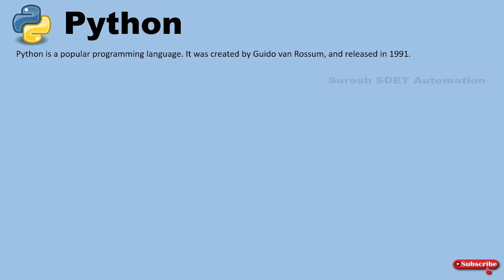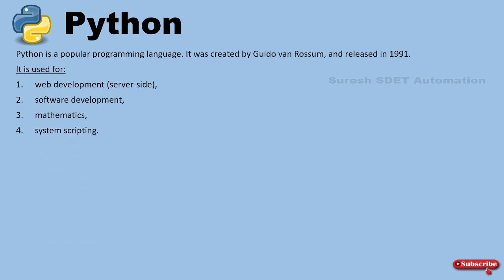programming sessions. And Python is used for web development applications on the server side, and for software development applications, and even mobile applications can be developed using Python programming. And some mathematical calculations can also be done using Python programming, and it is easier when compared to the others. And we can use it for system scripting as well.